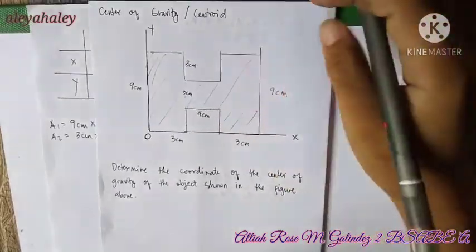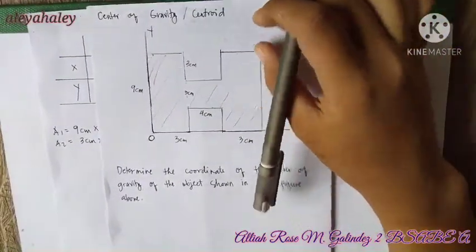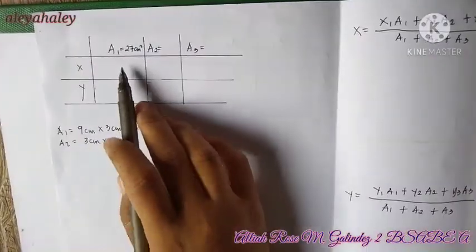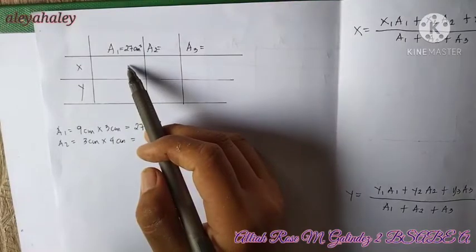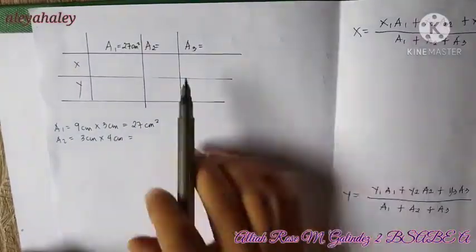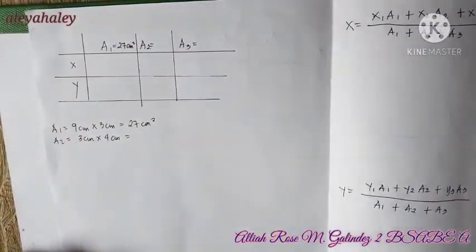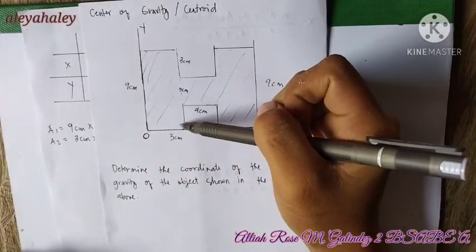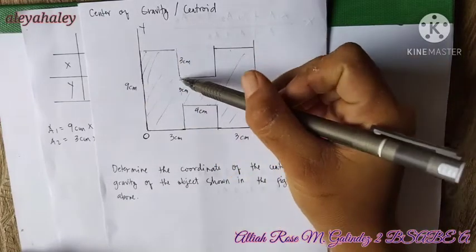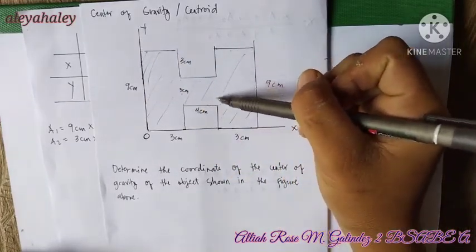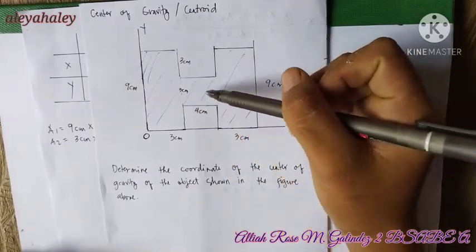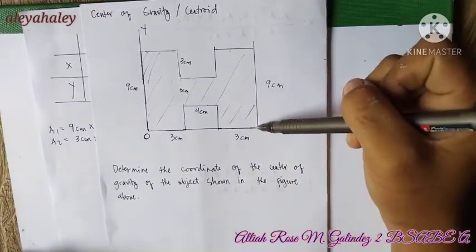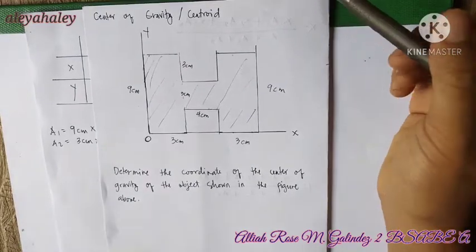So first, we're gonna solve for the area. We have this area for part 1, area for part 2, and area for part 3. In this object, this is the area for part 1 with the dimension of 3 by 9. This is part 2, dimension of 3 by 4, and the area for part 3, 3 times 9 by 3.